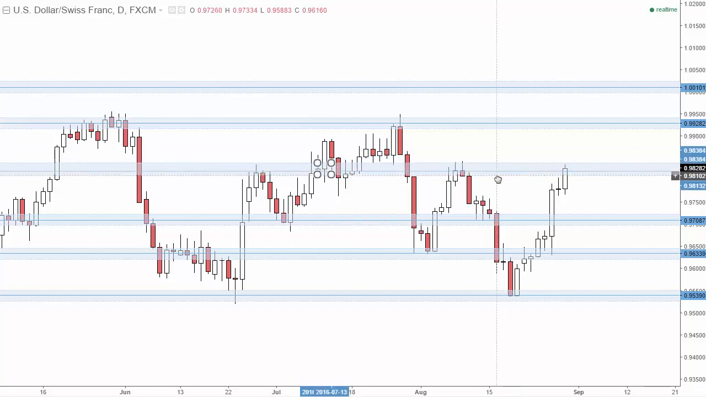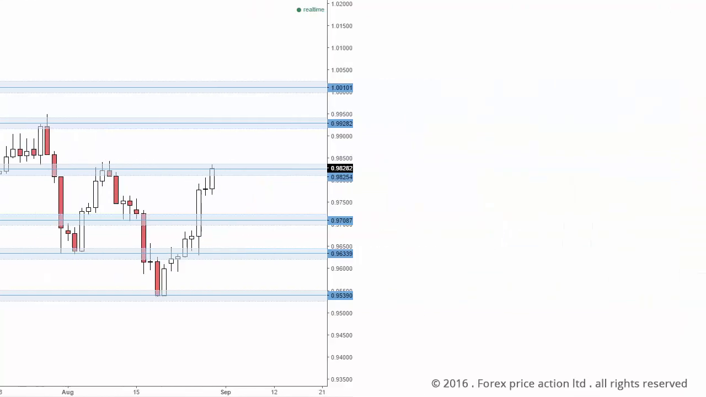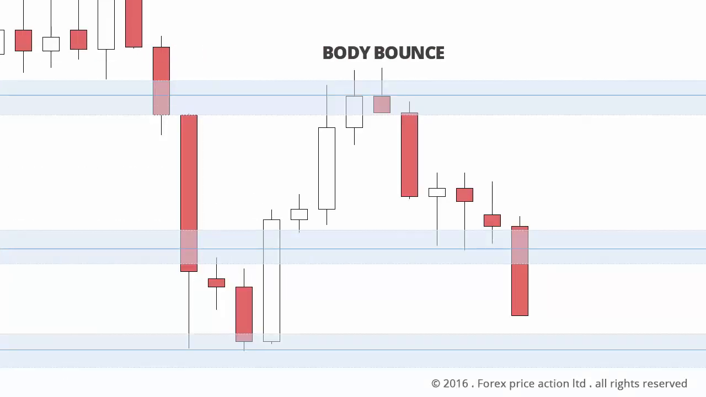Well, there is a system that I use to place support and resistance areas, and I call it BCW. That means body, congestion, and wick. That is the order of hierarchy that I use to identify bounces for support and resistance. So what does this mean? Well, body refers to body bounce, and it's the most important pattern to look for when you're placing support and resistance areas. So this here is a body bounce.